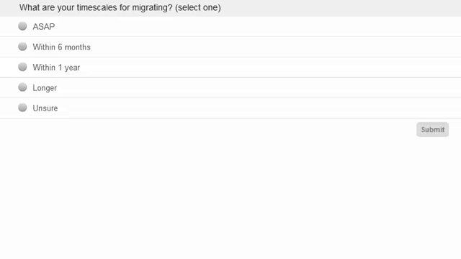All right, let's take a look at this next polling question. What are your time scales for migrating? Select one: as soon as possible, within 6 months, within a year, longer, or unsure?